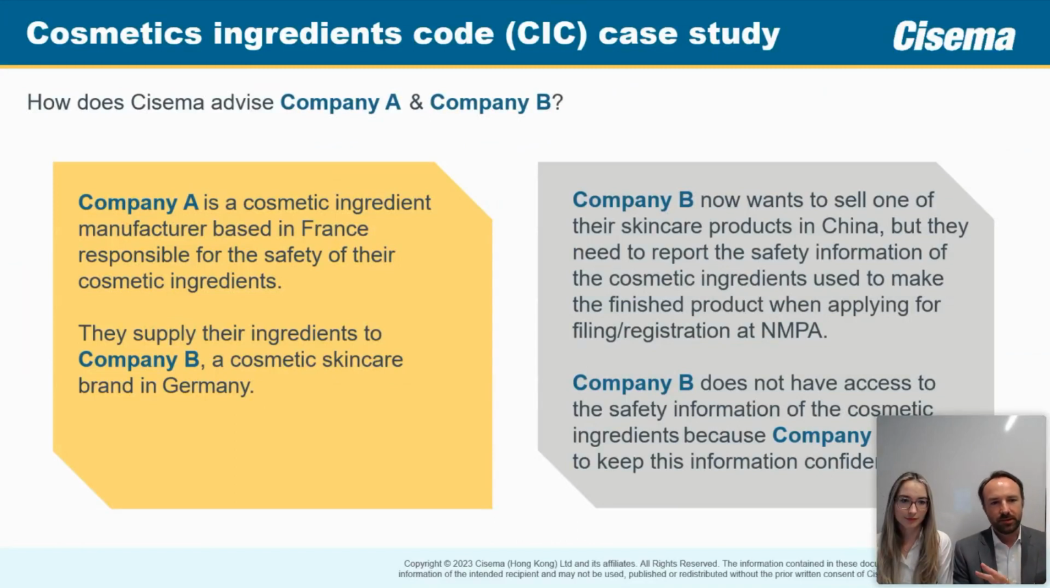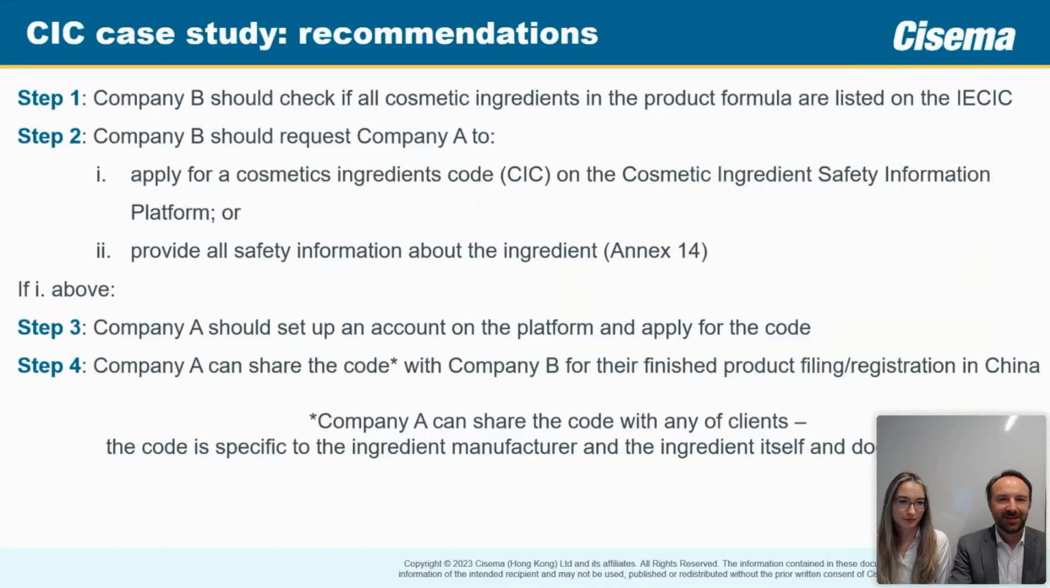Company B, by the way, does not have to access the safety information of the ingredients of the company A, the supplier, if such company wants to keep it confidential. The way to do that is to submit the CIC. So what would we recommend? Company B, the cosmetics brand, should check all the ingredients are listed, first of all, in the IECIC. This is part of the cosmetics formula and packaging pre-check we would usually support our customers with.